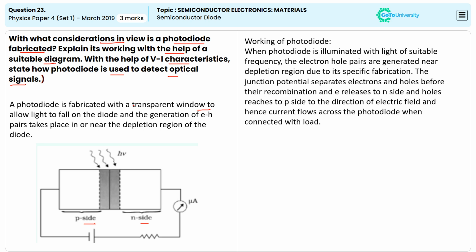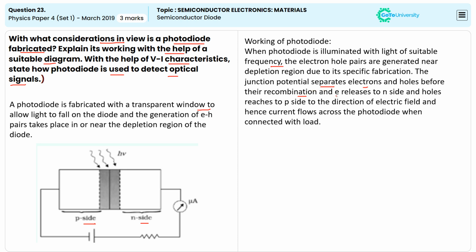When the photodiode is illuminated with light of suitable frequency, the electron-hole pairs are generated near the depletion region due to its specific fabrication. The fabrication is created with P side and N side junctions like that. Then the junction potential separates electrons and holes before their recombination.